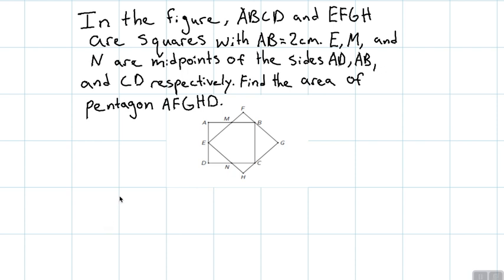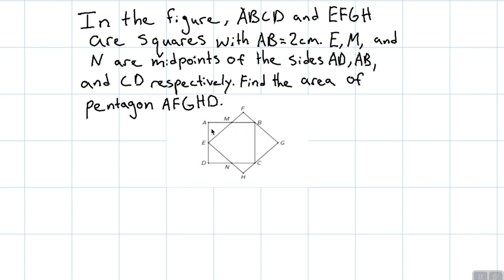In the figure, ABCD and EFGH are squares with AB equal to 2 centimeters. E, M, and N are midpoints of the sides AD, AB, and CD respectively. Find the area of pentagon AFGHD.